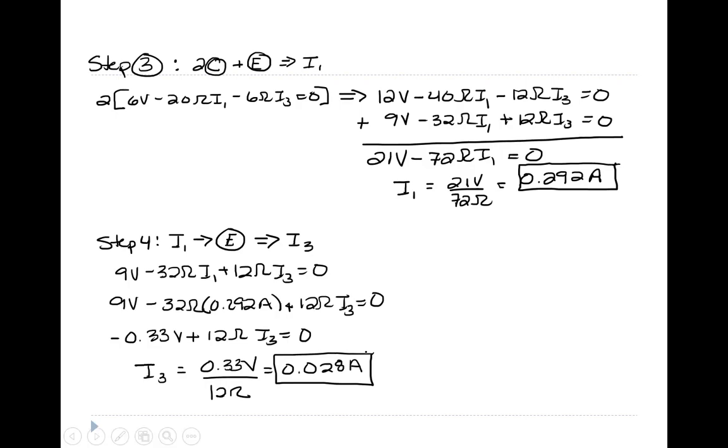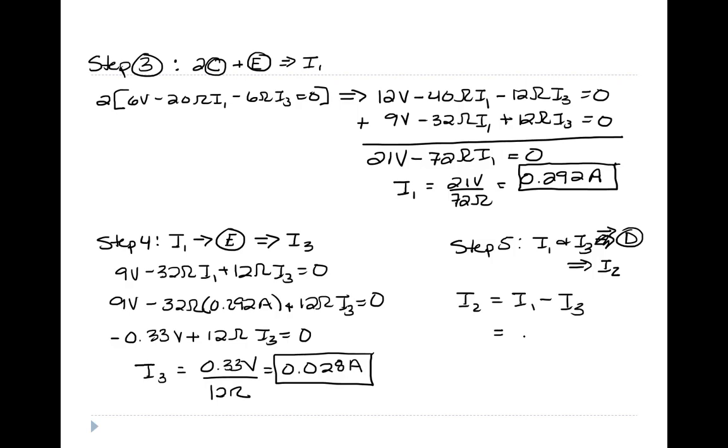And we have I3. For the last step to this process, step 5, I'm going to take I1 and I3, plug them into equation, that should have been this arrow, equation D, and that will result in me knowing I2. Equation D says that I2 equals I1 minus I3. So that's 0.292 amps minus 0.028 amps, which is 0.264 amps.